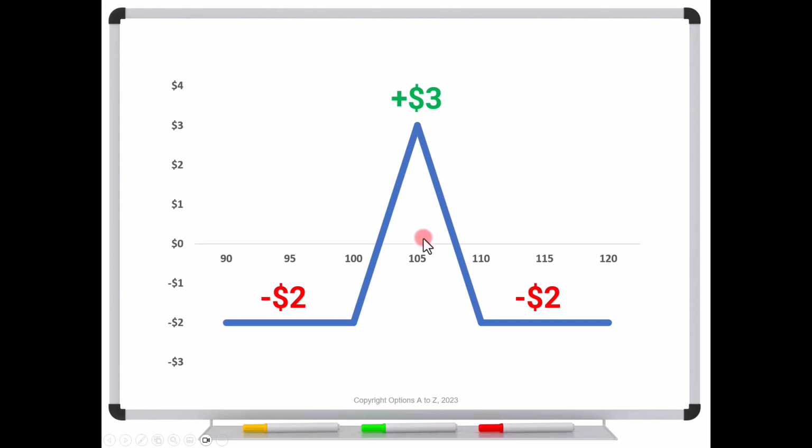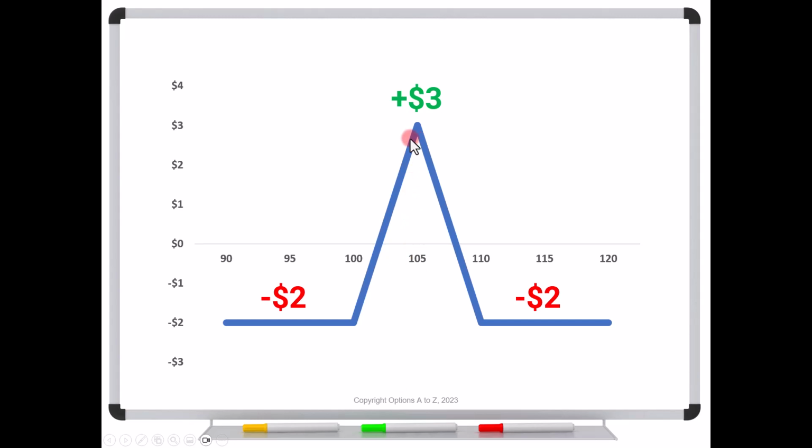But generally speaking, you would want to initiate it with the stock pretty close to the center. Now, ideally, it would be exactly at the center, but again, in the real world, it's going to be unlikely that the stock is, in this example, exactly 105. But somewhere around here is where we would put the position on.